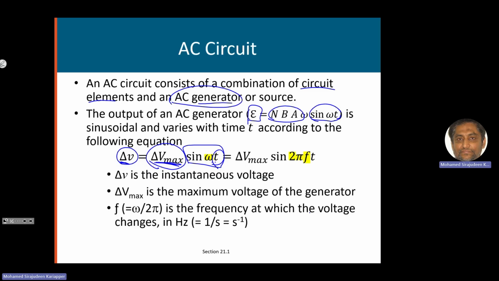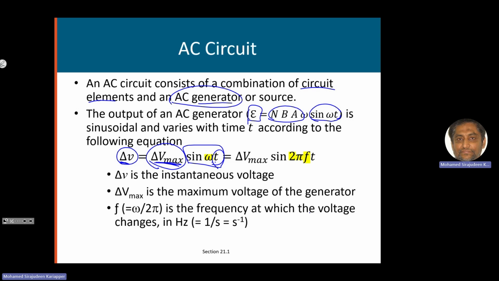The maximum value sine can take is numerically 1. It cannot be anything greater than 1. That means the maximum value of the potential difference will be this part. It can be anything from 1 to minus 1. It can even be 0, as the time changes.